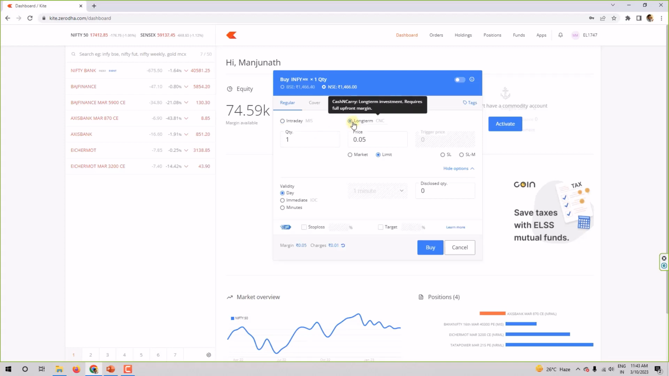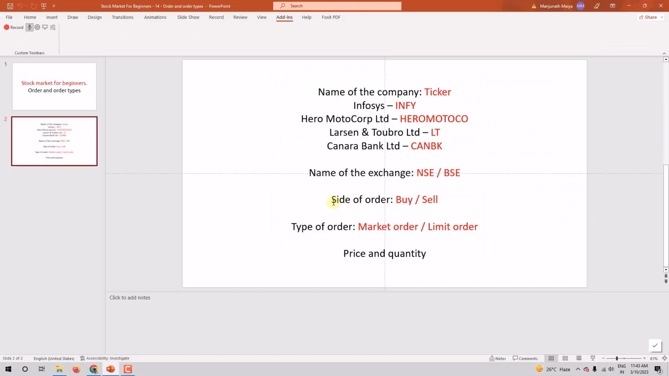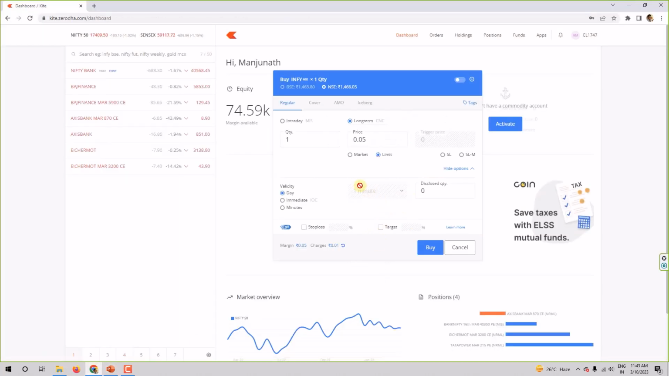Long term means you buy the stock now and you can sell it whenever you want. All right. Now let's not get into too much detail of this. I'll select long term. Next, side of order. We have already done that. We have selected buy.